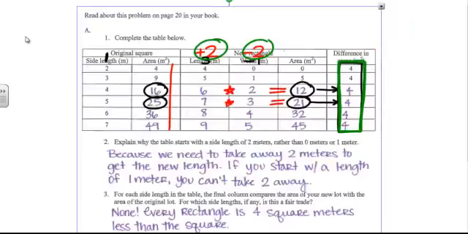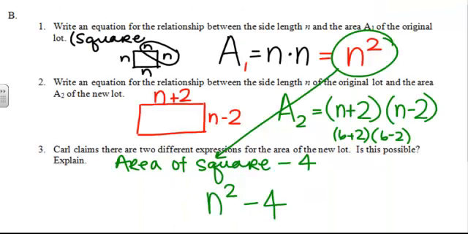So if we go back to the one that we used, that 6, the area of our square was 36. And if you take away 4, you end up with 32, which is what we had for the area of our rectangle.